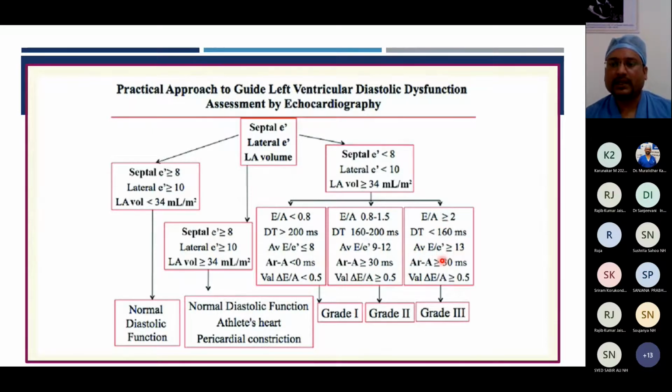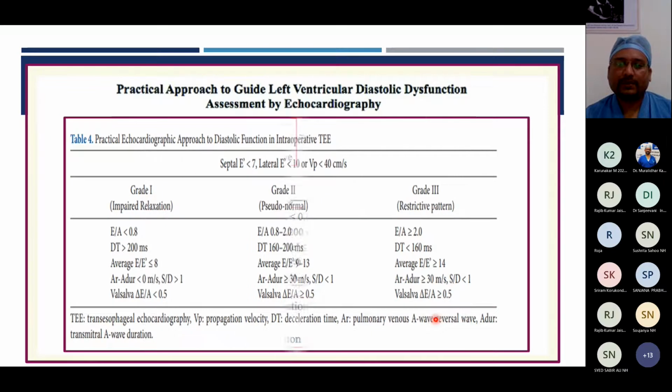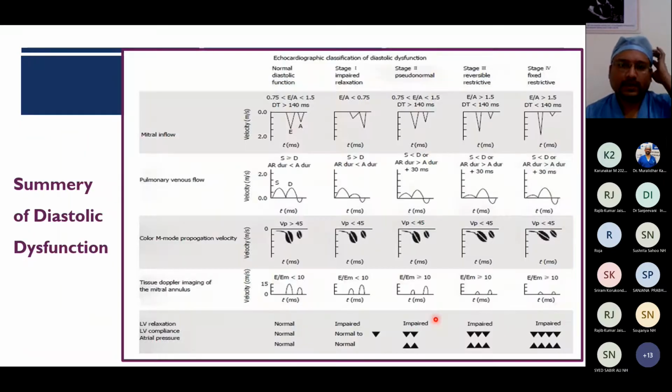E by E prime more than 13, A reversal duration minus A duration is more than 30 milliseconds, and change in Valsalva of E by A of 0.5, it becomes grade 3 diastolic dysfunction. So all in all, this is the approach for the diastolic dysfunction.